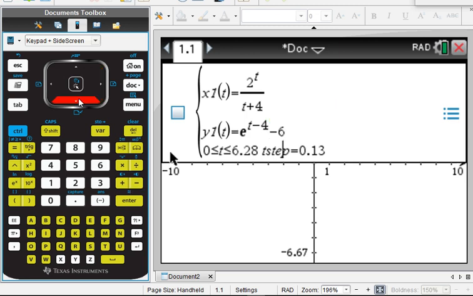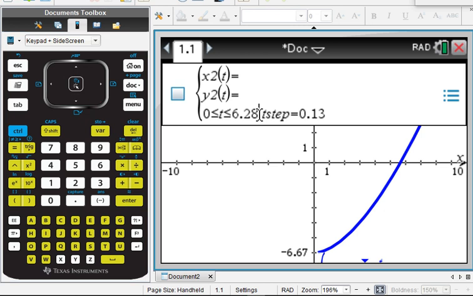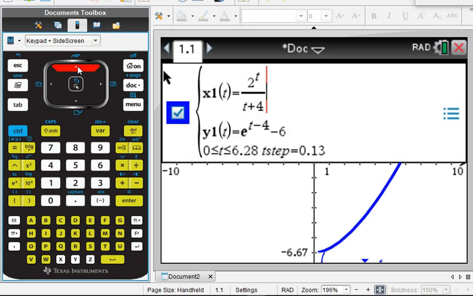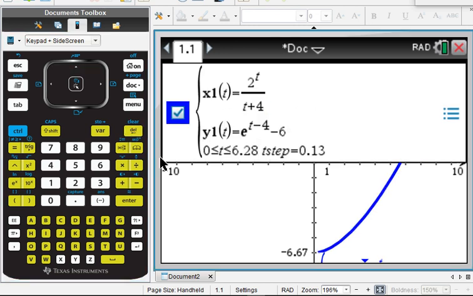And here's your t min and max right here on the parametric one. So let's just change this to 0 to 6. The default is 0 to 2 pi. And there we go. And then let's change it back, for both of them we'll make it 0 to 6.